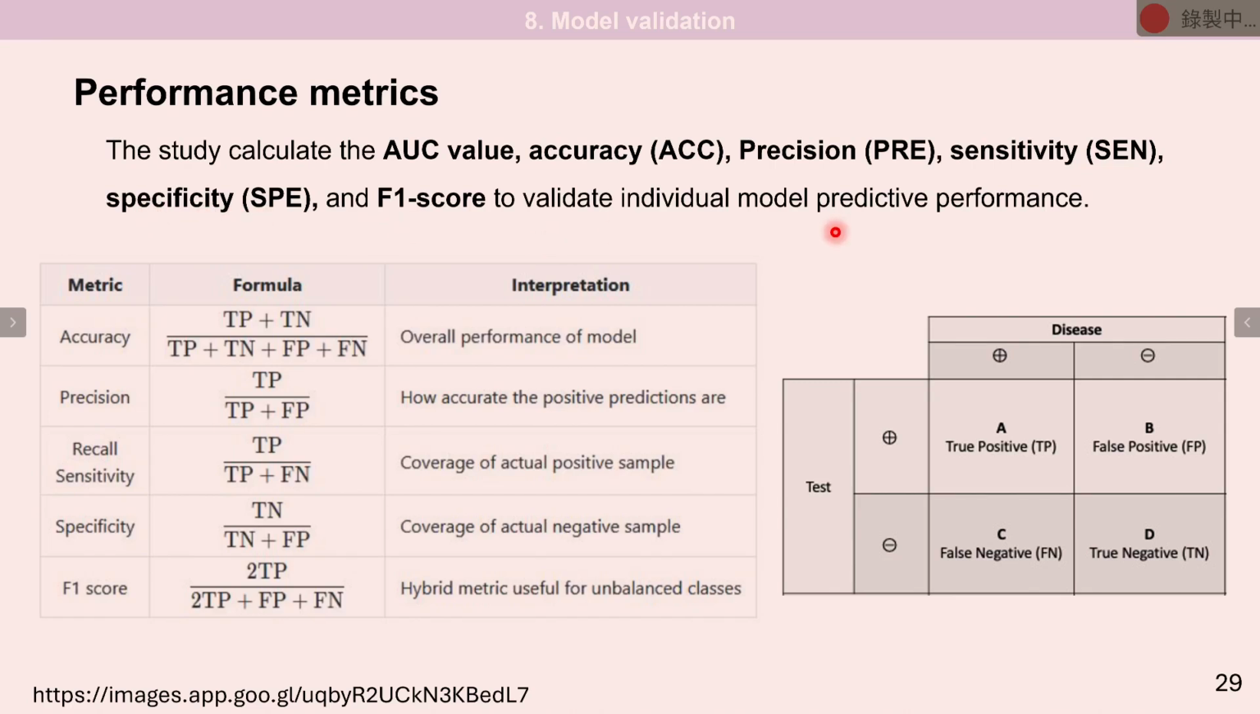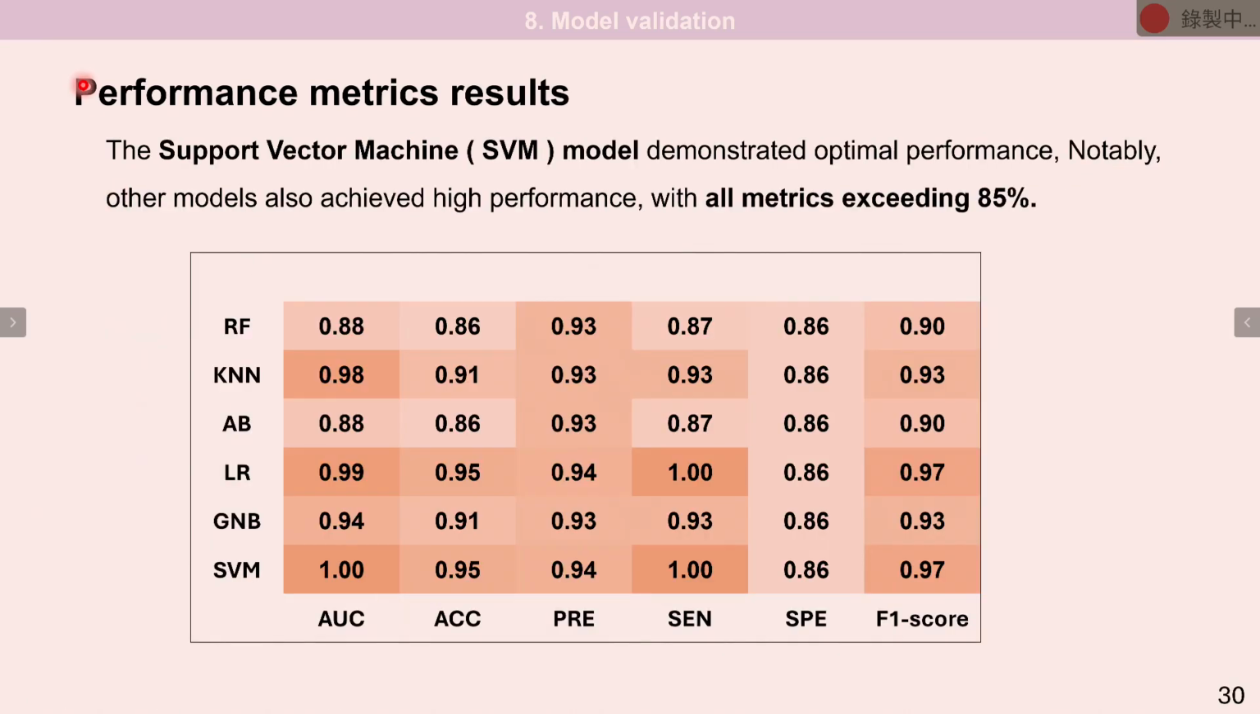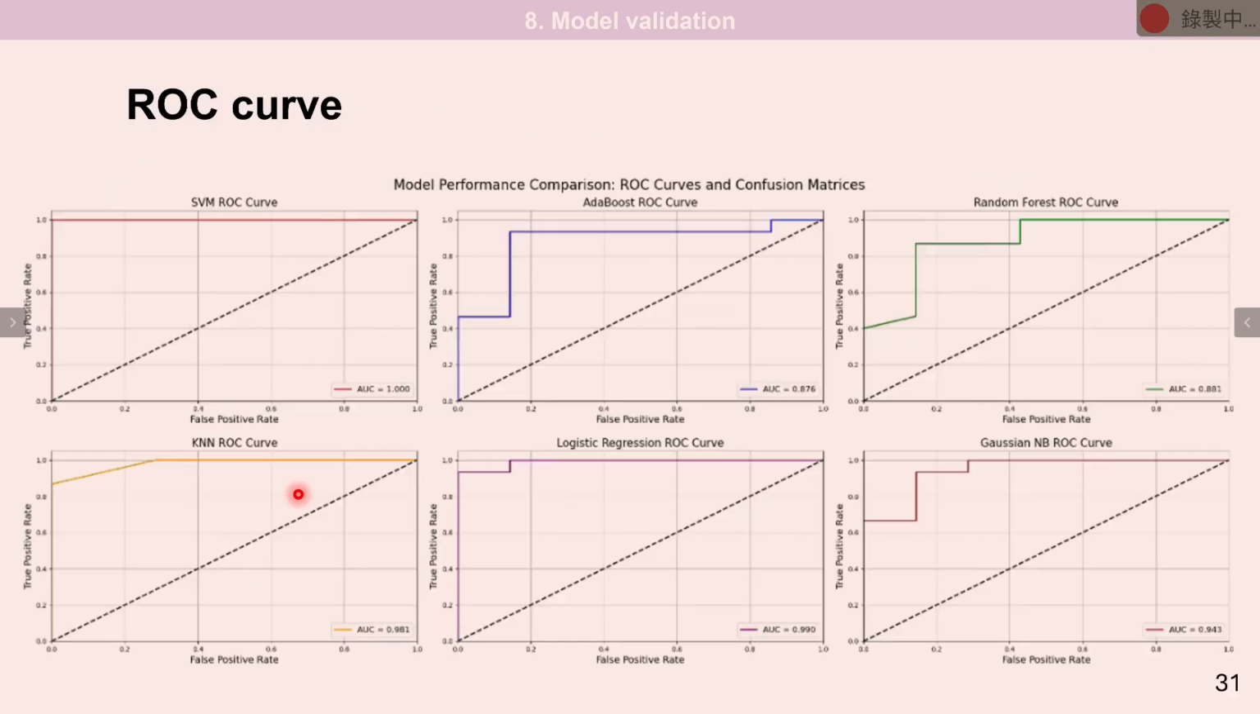And this is the preliminary result. Results show that the support vector machine model demonstrates optimal performance, but other models also achieve high performance with all metrics exceeding 85%. And the ROC curve also shows the robust performance of the 6 models.